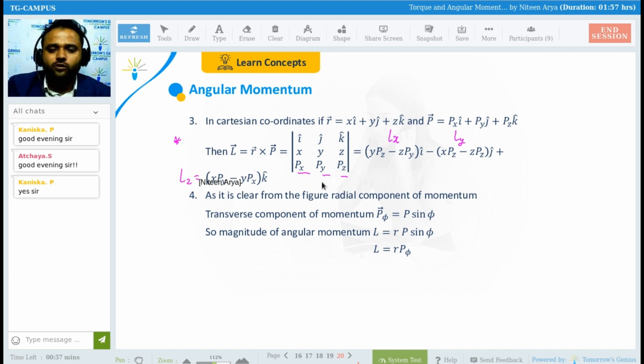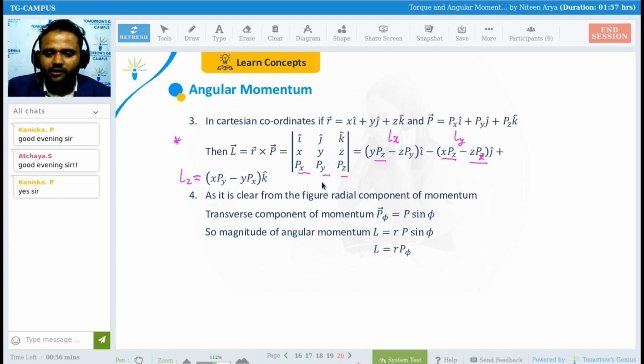In the x component, we don't have an x term: it is y pz minus z py. In the y component we don't have a y term: it is z px minus x pz. And in the z component we don't have a z term: it is x py minus y px. Clear? So again, that is the proven thing.